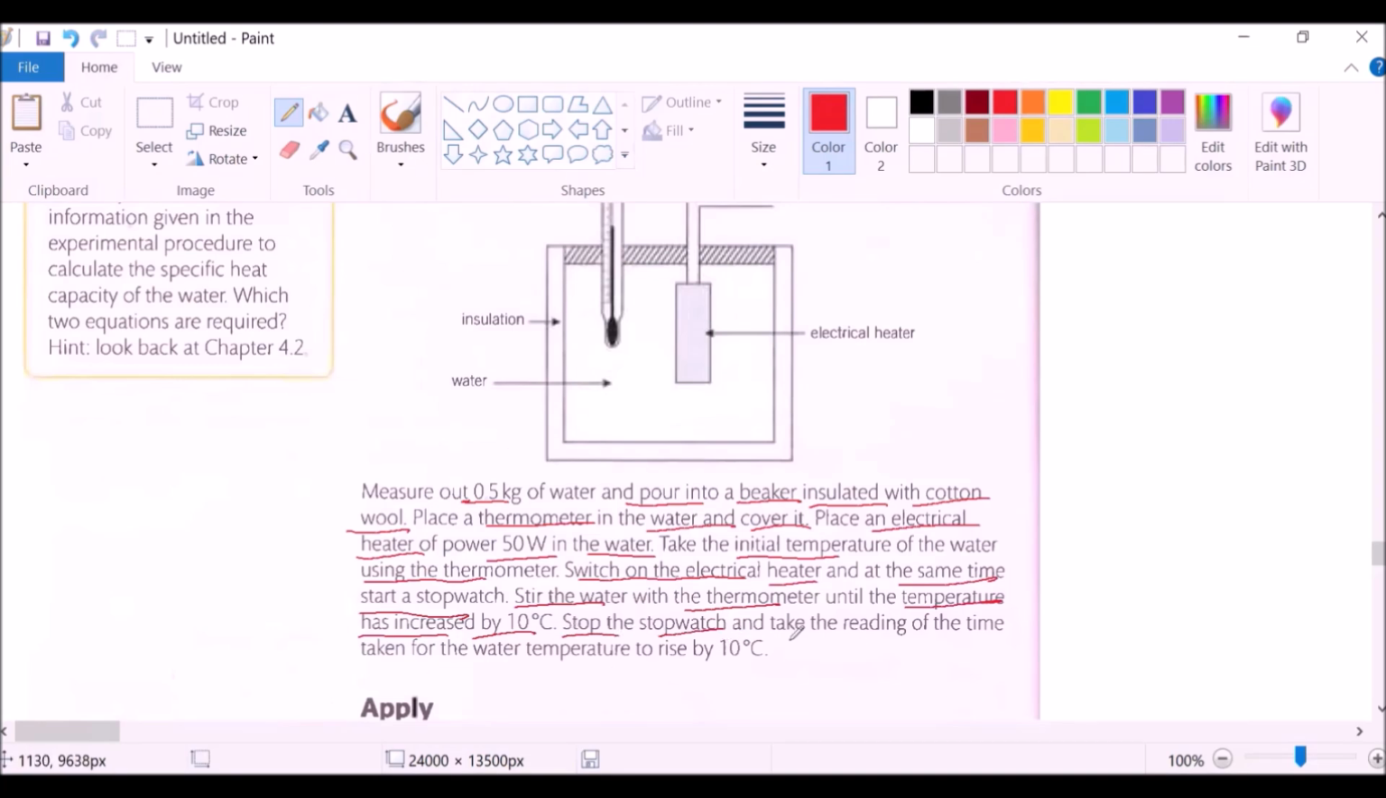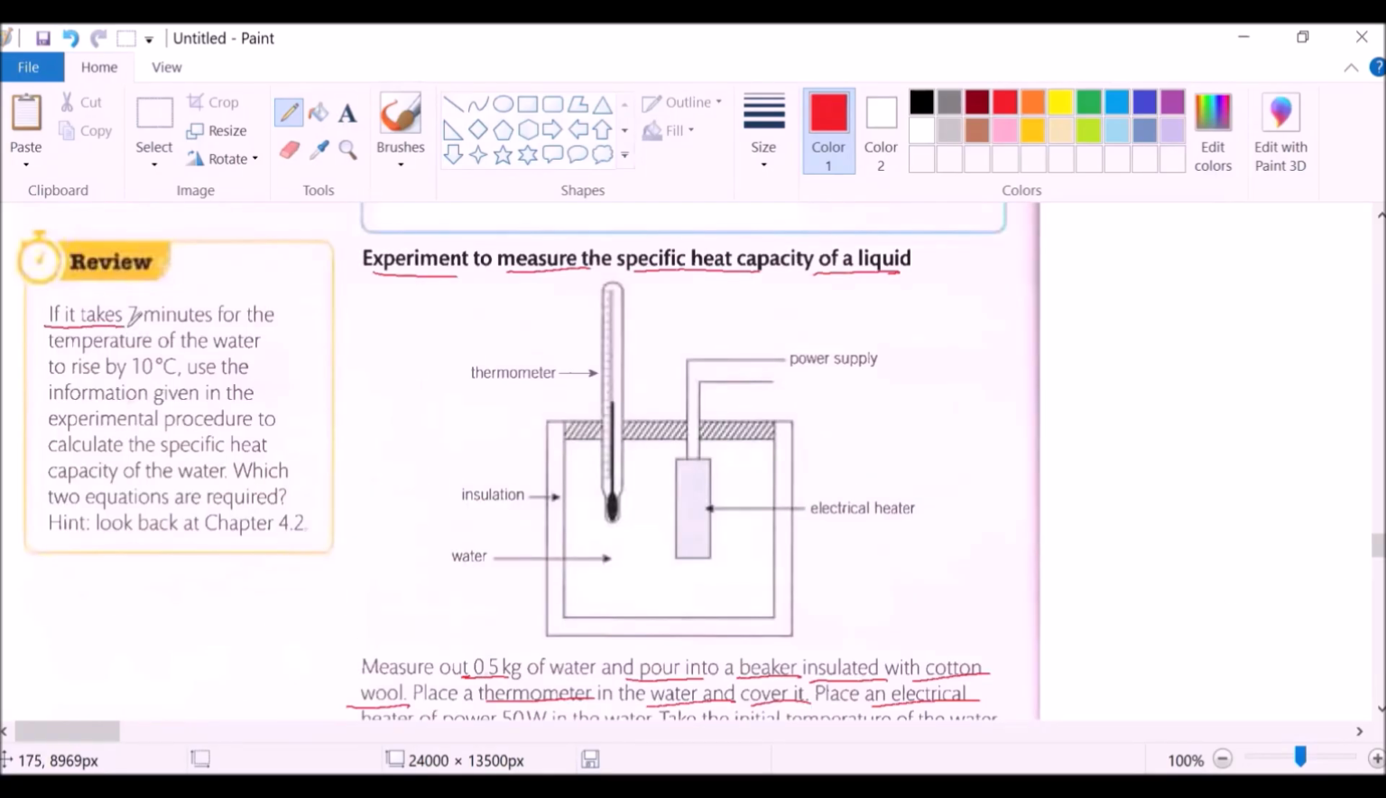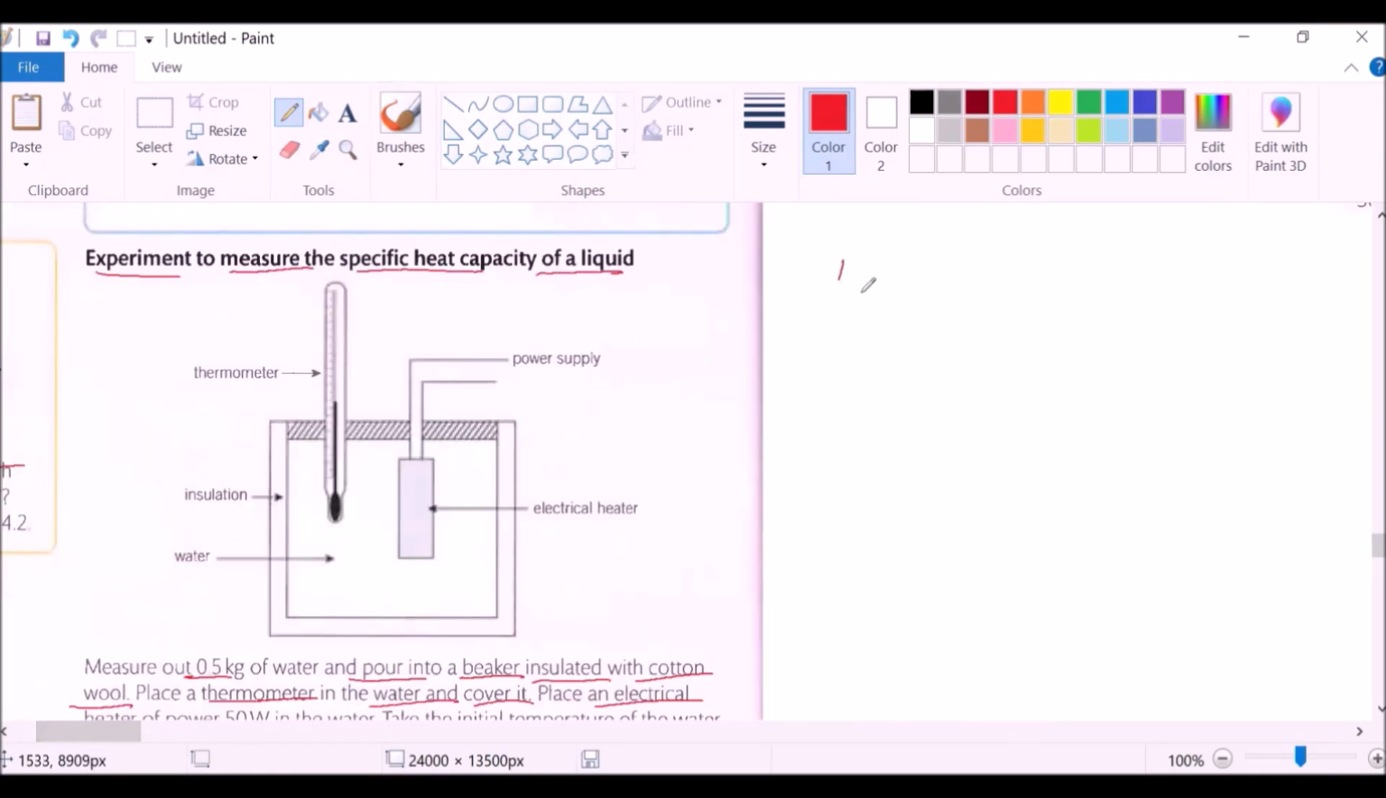Stop the stopwatch and take the reading of the time taken for the water temperature to rise by 10 degrees Celsius. If it takes 7 minutes for the temperature of the water to rise by 10 degrees Celsius, use the information given in the experiment procedure to calculate the specific heat capacity of the water. Which two equations are required? We want to calculate the energy supplied, but we have the power and the time.